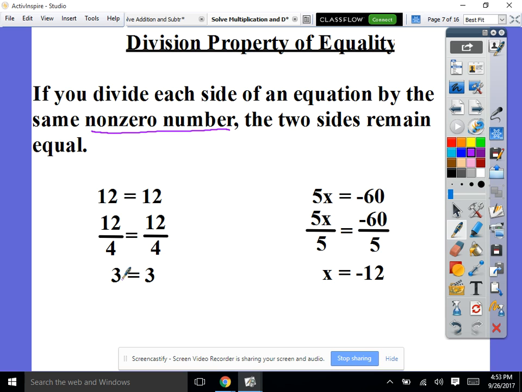Our equation stays balanced. So if we have a variable in the mix, 5 times x equals negative 60, we can divide by 5, which gives us 5 divided by 5 gives us 1x. And when we divide negative 60 by 5, we get negative 12. Now, if we want to check that, 5 times x, which is negative 12, equals negative 60. So that is correct.